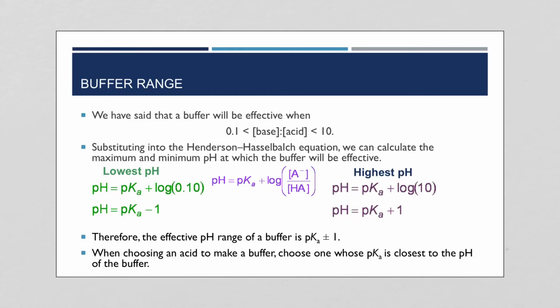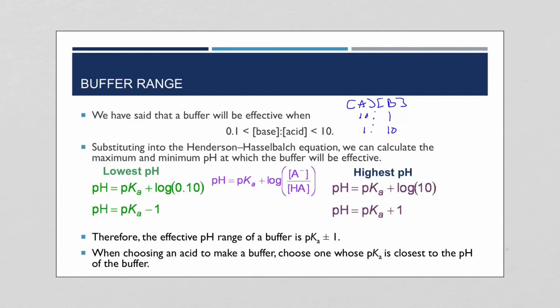So let's talk about this idea of range, right? What do we mean by the range of a buffer? Well, let's say I have acid to base, I could have a 10-to-1 concentration all the way to a 1-to-10 ratio. So this is what I'm talking about as the effective range that I can create buffers within.